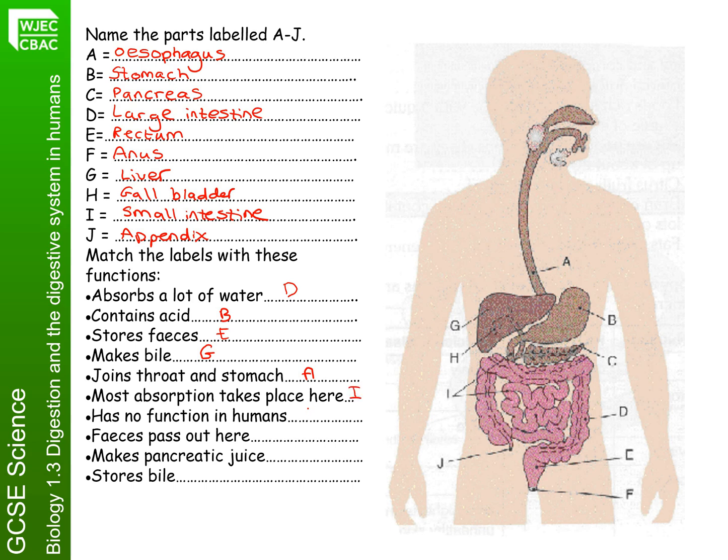Has no function in humans is J, the appendix. Feces pass out here would be F, the anus. Makes pancreatic juice is C, the pancreas. And this label isn't in your booklet, so you will need to add this in at the bottom. Stores bile would be the gallbladder, which is label H.